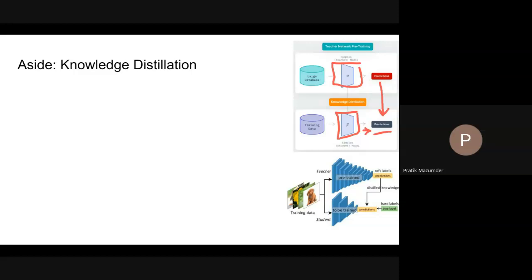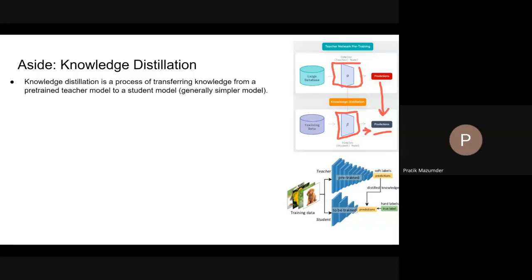So we'll first look at basic knowledge distillation, and then we'll use it. We will show how to utilize it in, say, incremental learning. Knowledge distillation generally involves transferring knowledge from a pre-trained teacher model to a student model. And generally, the student model is a smaller model.